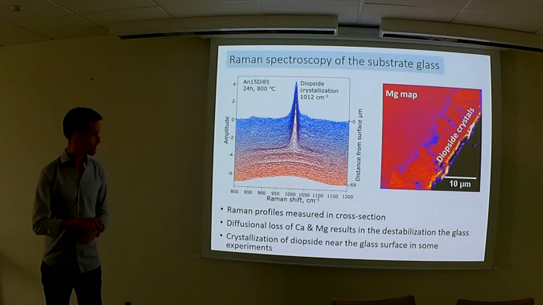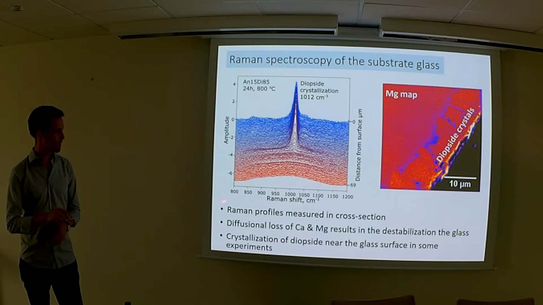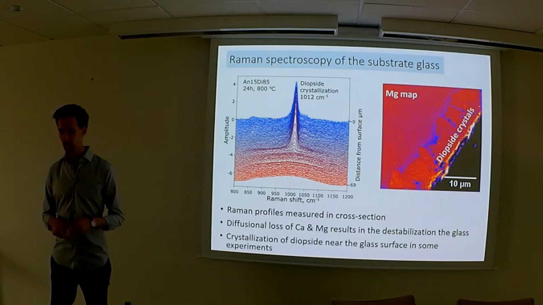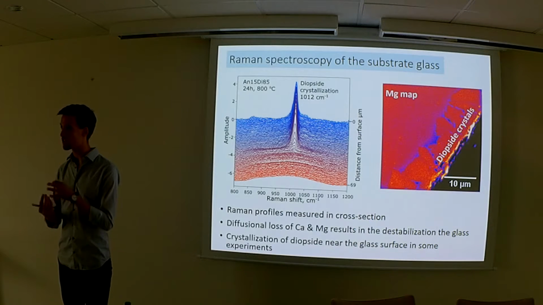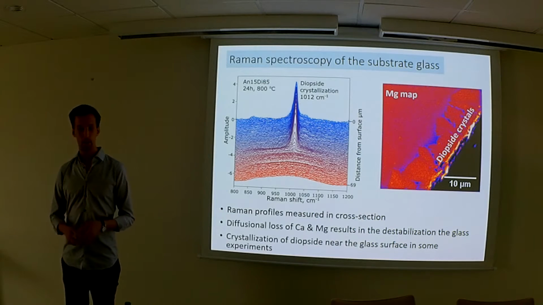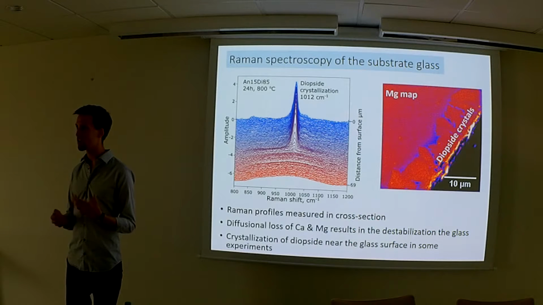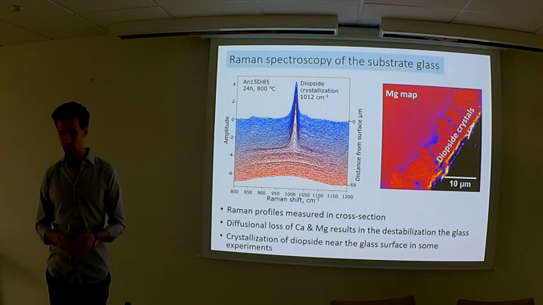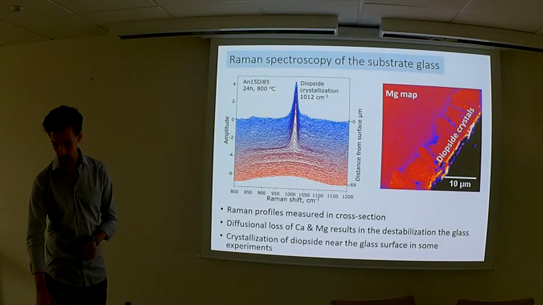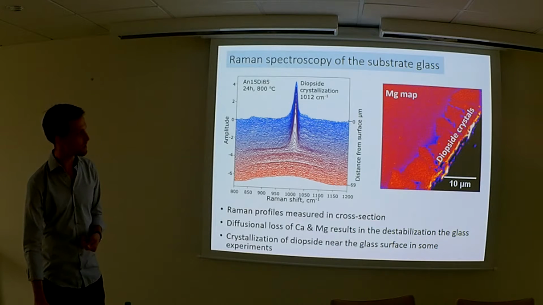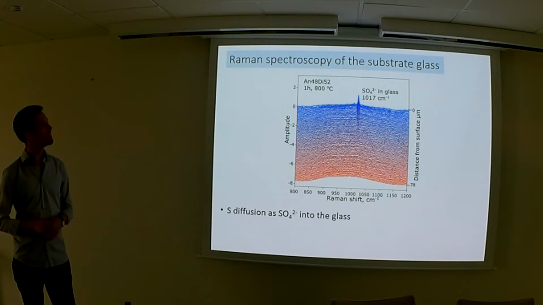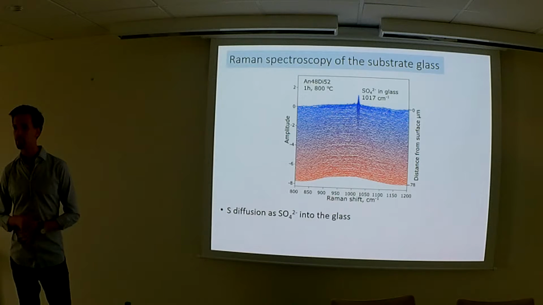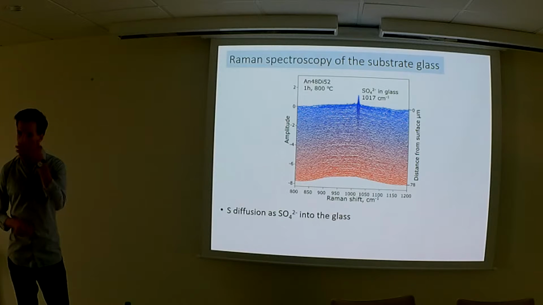I'm not showing this here, but looking at lower Raman wave numbers, where we would expect to see some properties of the coordination of calcium and magnesium, we didn't see any change. So we don't actually see any response of the Raman signal to this loss of calcium and magnesium, which is a little bit disappointing.